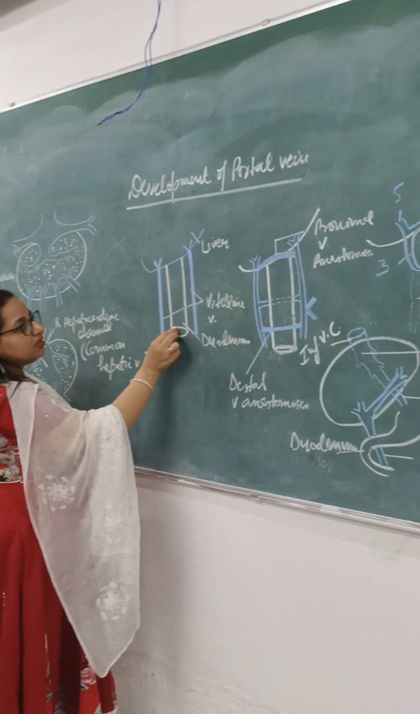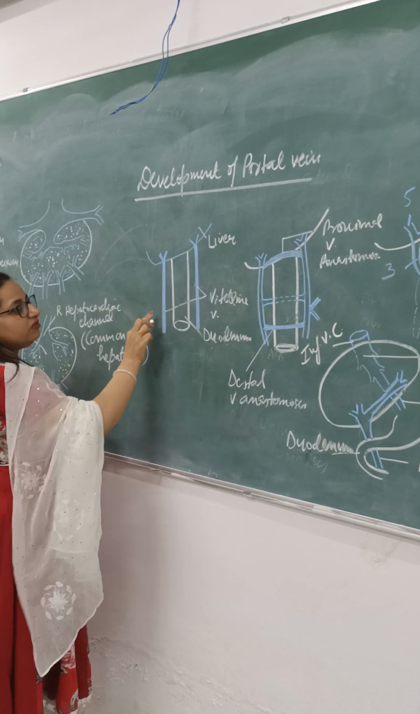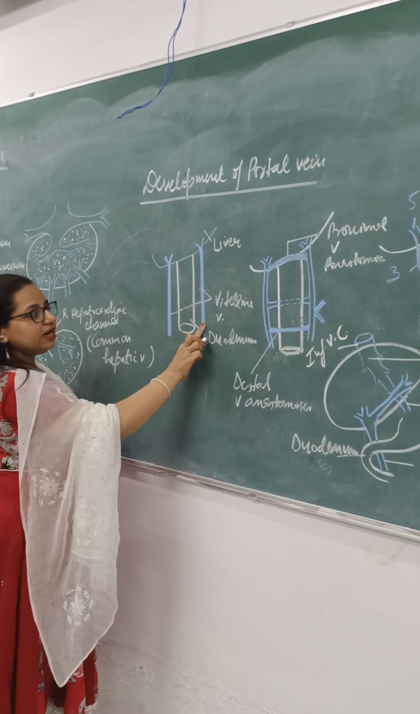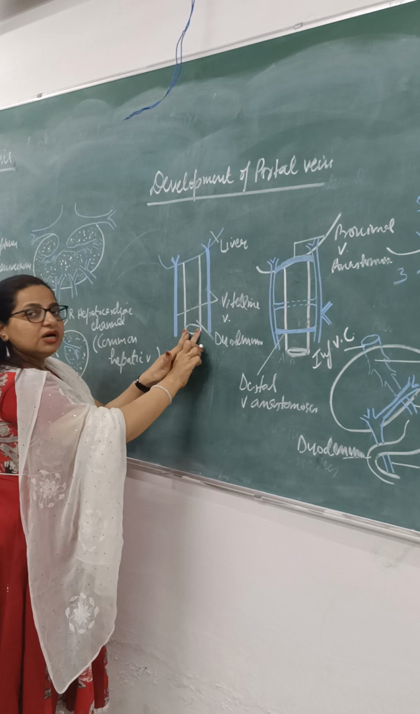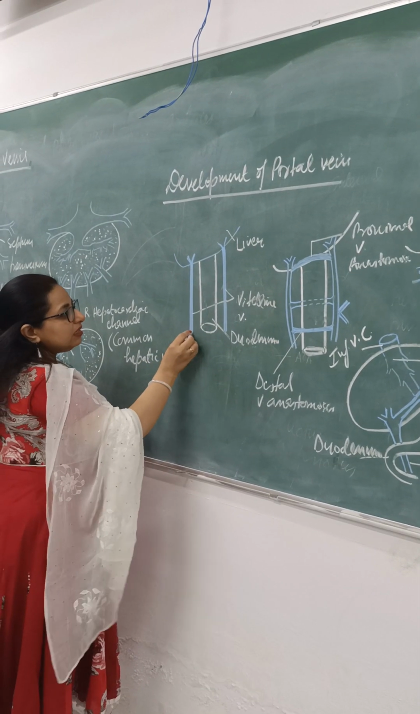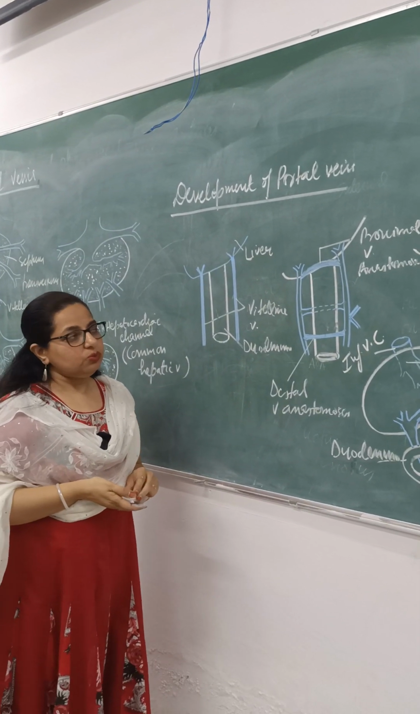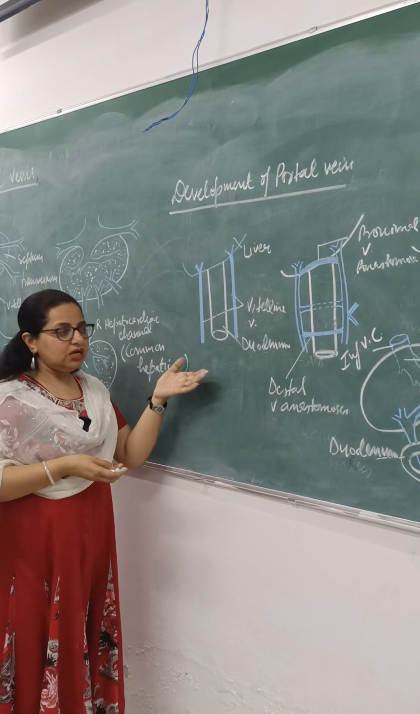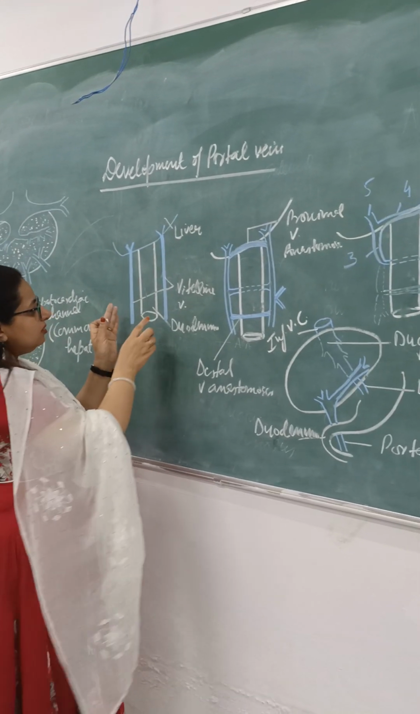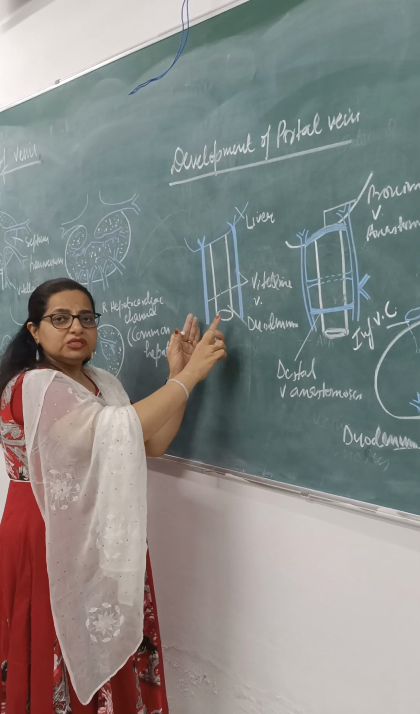So this is the duodenum, this one is the liver, and outside the substance of the liver we have the right and left vitelline veins arranged around the duodenum. These right and left vitelline veins are responsible for the formation of the portal vein. How they are formed, I'll tell you. See, these two are separate veins. There is no communication between these two veins.